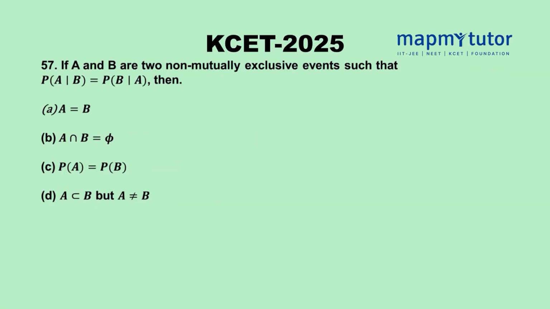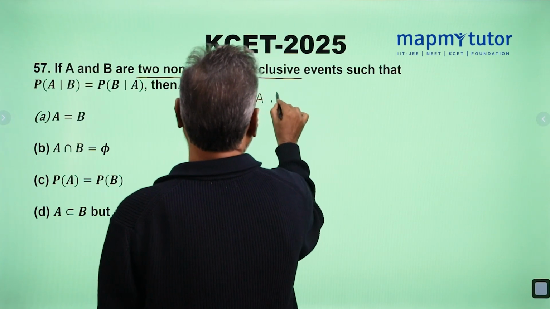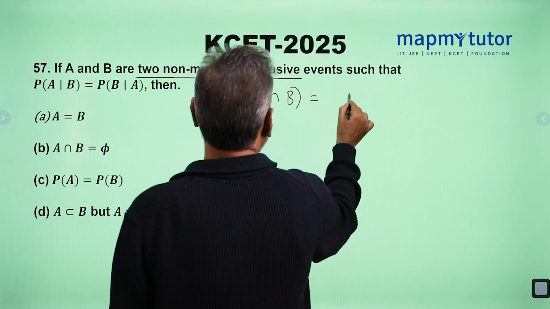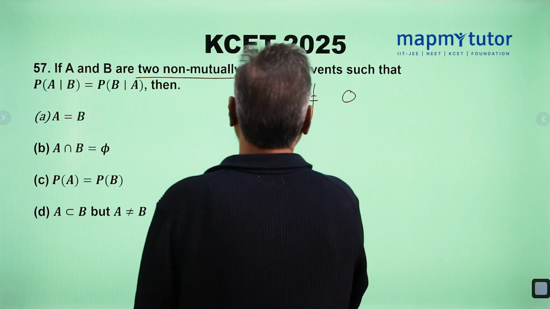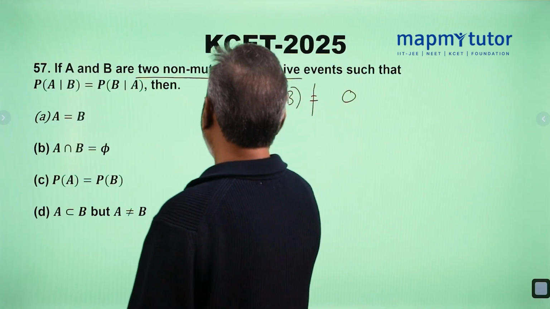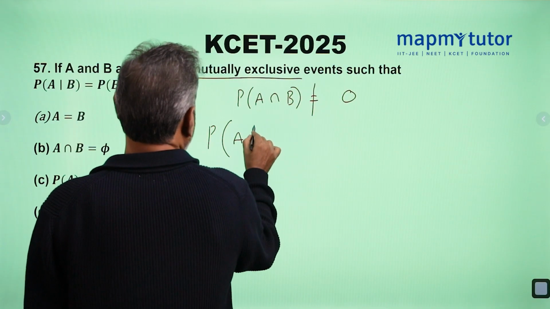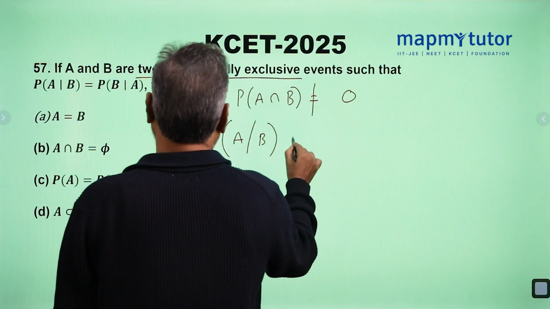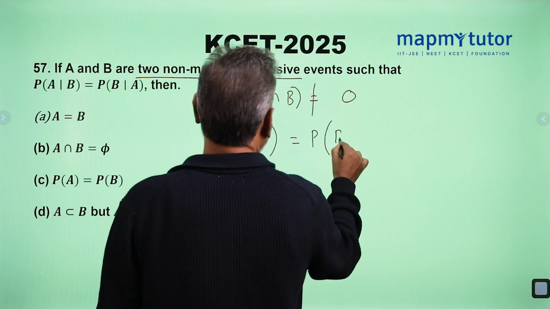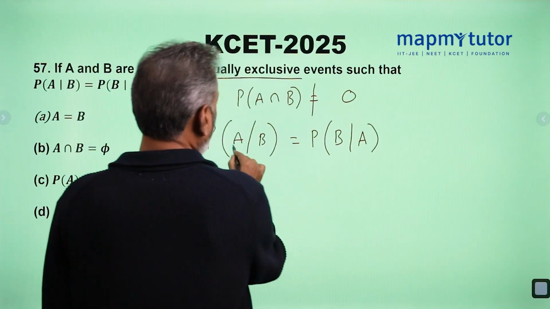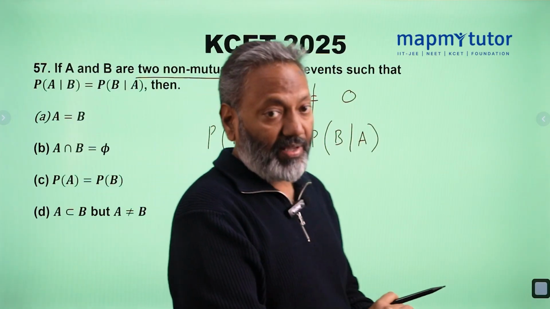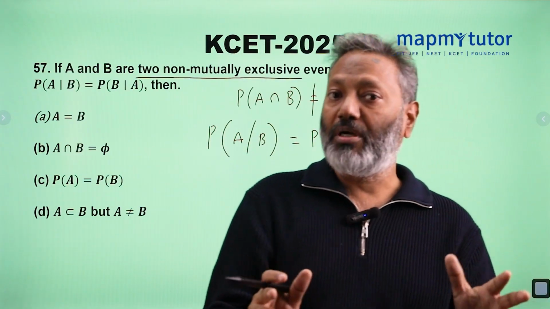A and B are two non-mutually exclusive events. Mutually exclusive means P of A intersection B is 0. Non-mutually exclusive means not equal to 0. And one more condition is given: P of A given B equals P of B given A. I think you know this notation. A given B, B given A, all these kinds of events are called what?